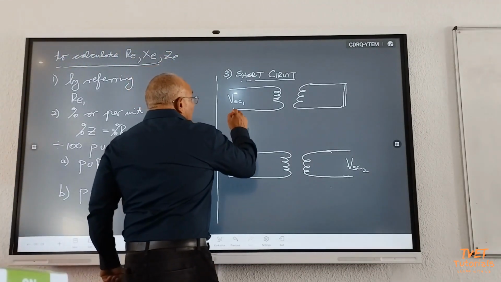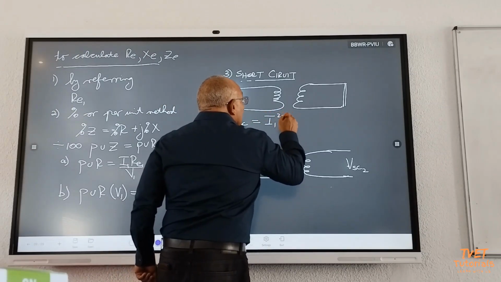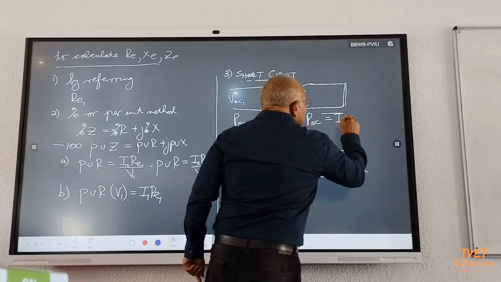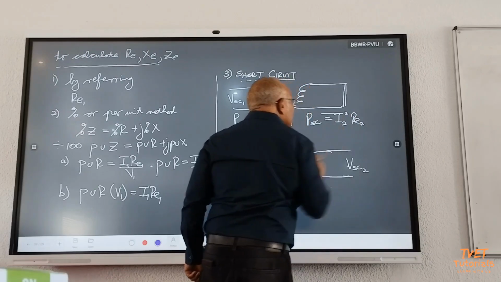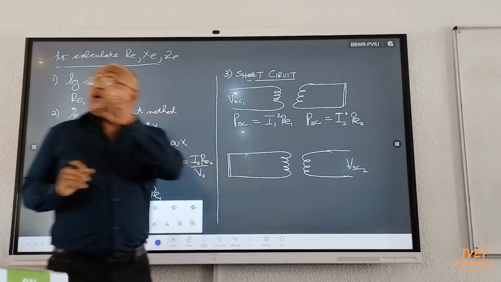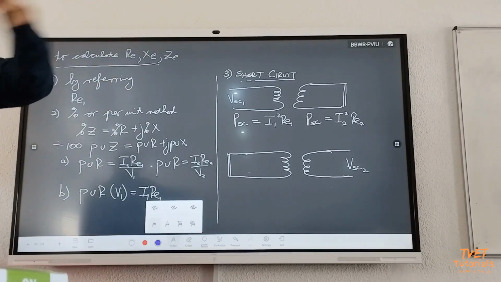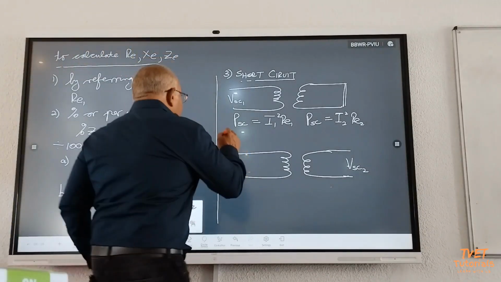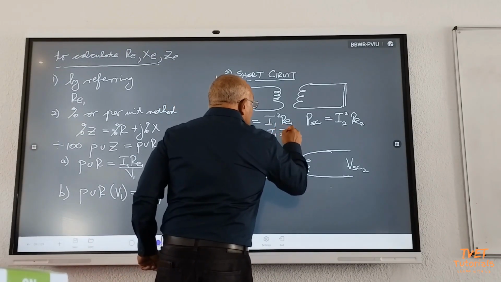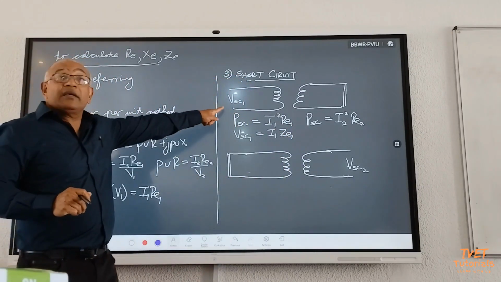Let me show you. Power on short circuit is I1 squared RE. You can also say power on short circuit is I2 squared RE. Can you see? Which PSC? The same PSC. You don't need to change the PSC. Whether you measured it on the primary or secondary side, it doesn't matter. But here's the problem. VSC1 is I1 ZE1. Do you have VSC1?